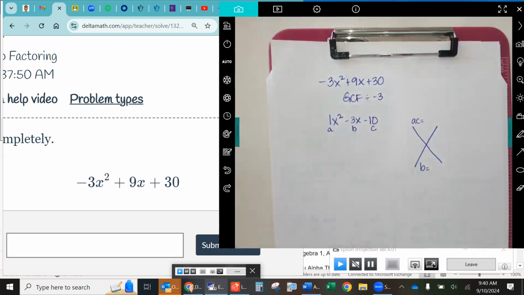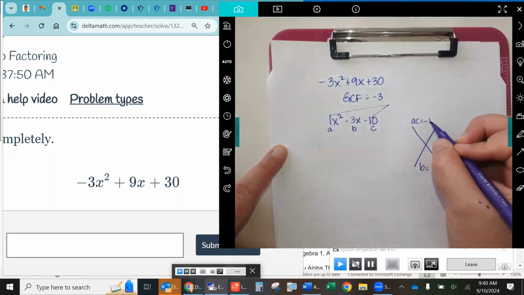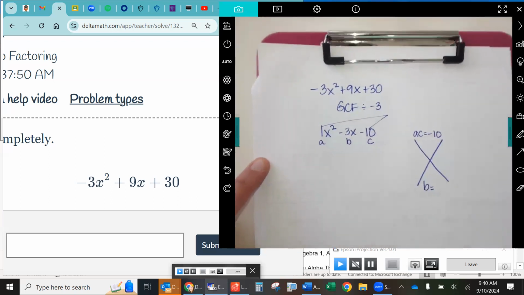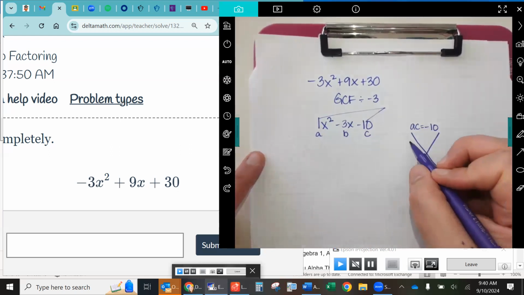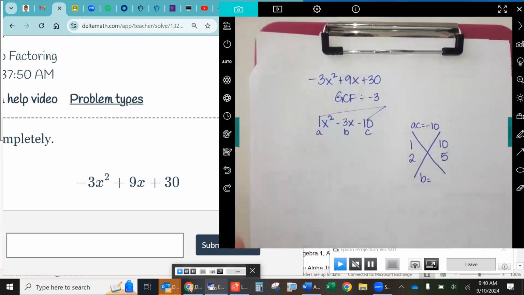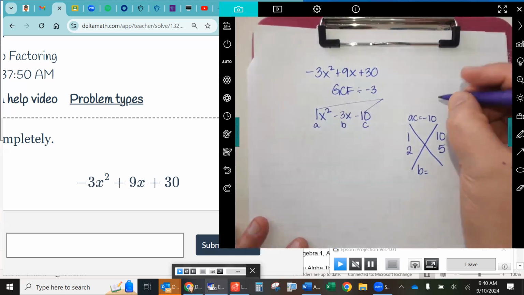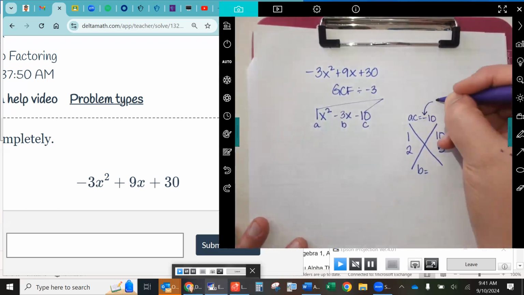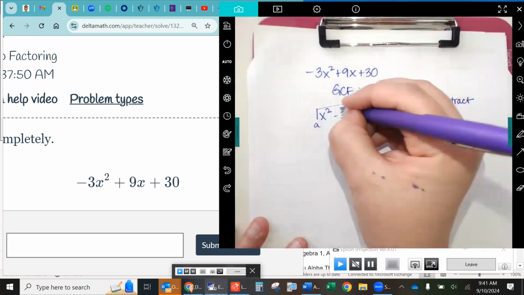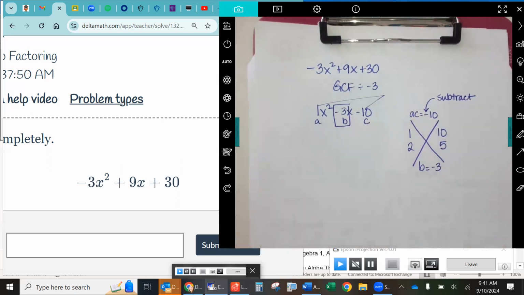So my A is a 1, my C is a -10. 1 times -10 is -10. Factors for that are gonna be just 2 partners. I could have a 1 and a 10, or a 2 and a 5. Am I adding or subtracting to get the middle? Subtracting, this is what tells me that. If that's a minus, I know that I need to subtract. And I'm trying to get what number in the middle? -3. So what are we gonna pick?